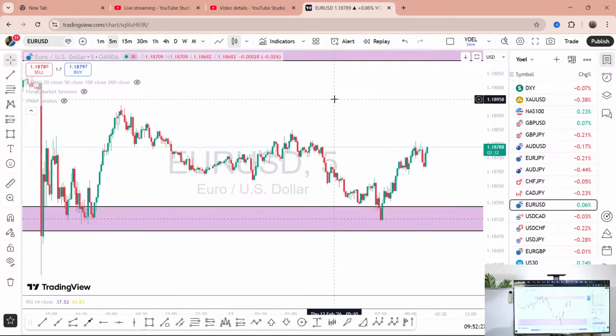Let's look for another asset. I want to see if we can see something we can trade. Okay, GBP USD.